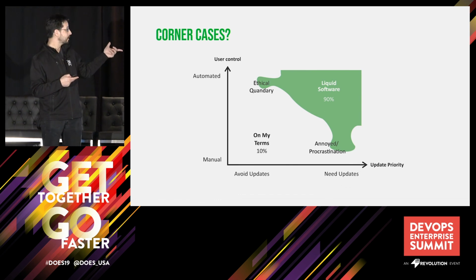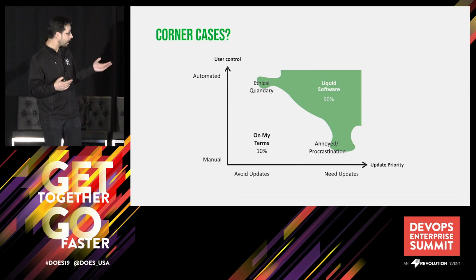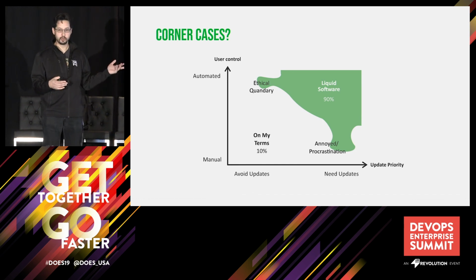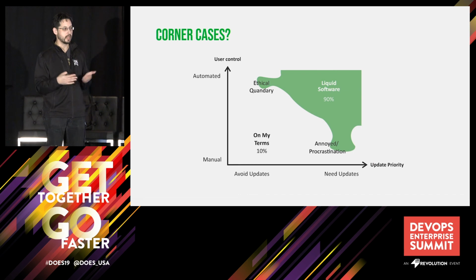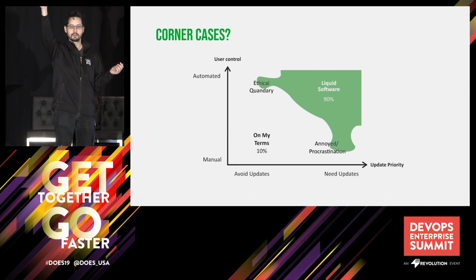So all of that stuff in the top right, where you need updates or you need automation, that's Liquid Software. There are some cases where you might need to do manual updates or you might need to avoid updates in critical situations, like, does anyone want their plane updated while they're flying on it?